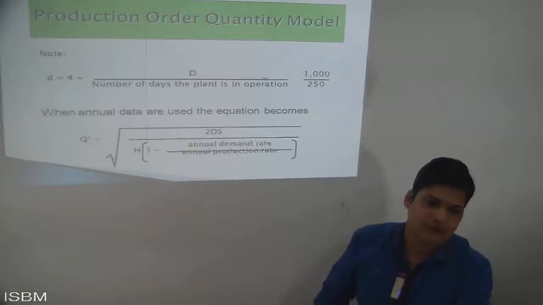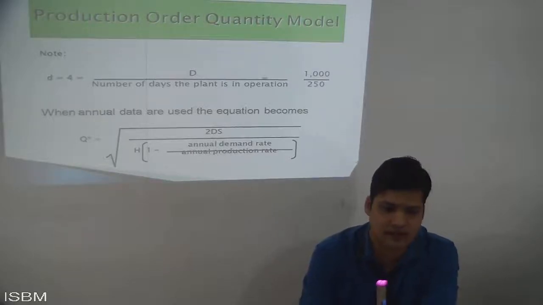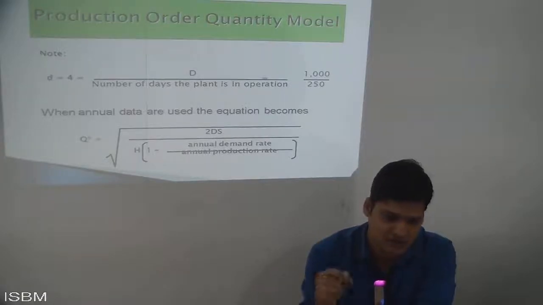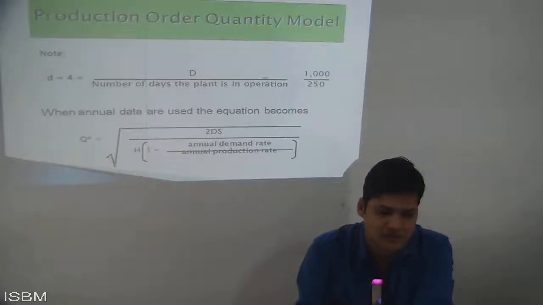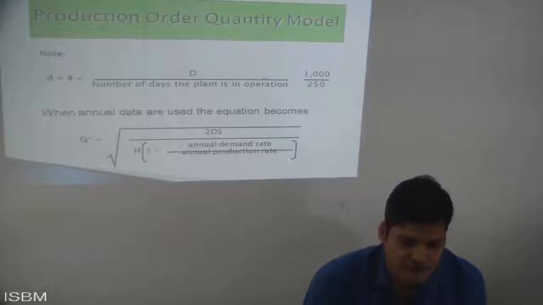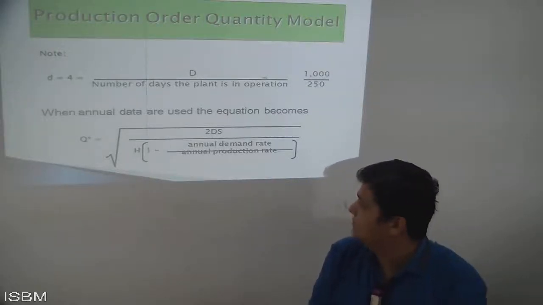This is nothing but the production order quantity model. Small d is equal to 4, which is D upon the number of days the plant is in operation. So 1000 upon 250, as the plant is working 250 days, gives 4. When annual data are used, the equation becomes 2DS upon H (1 minus annual demand rate upon annual production rate).